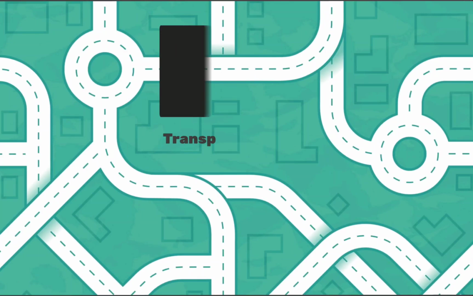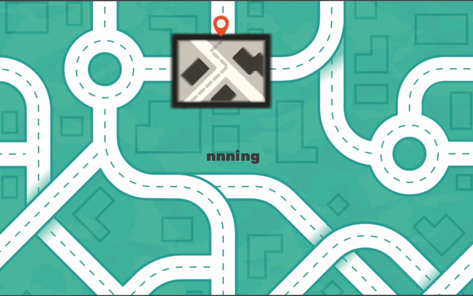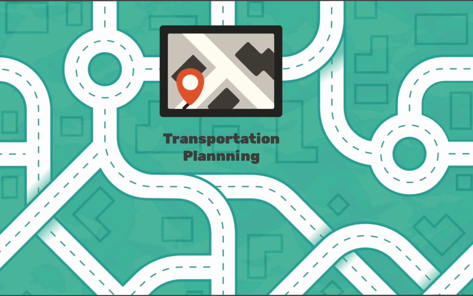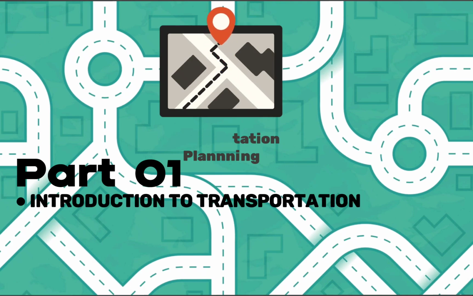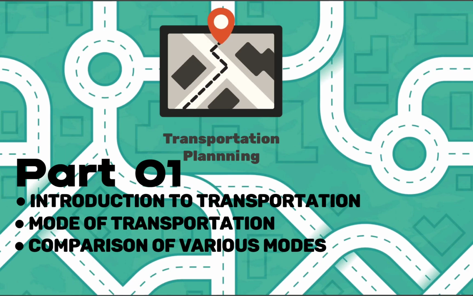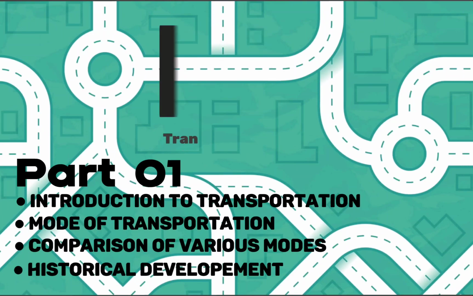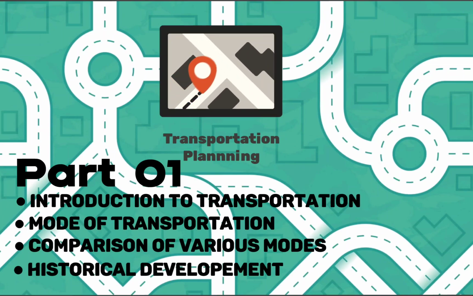Today we are going to study transportation planning and engineering. In this video, we will see some essential components of transportation by covering key topics such as introduction to transportation, then modes of transportation. We will also compare various modes of transportation, then the historical development of roads. Later we will see transportation planning by exploring the objectives and processes involved in planning efficient and sustainable transportation systems. And lastly we will see classification of roads such as rural road network or urban roads.